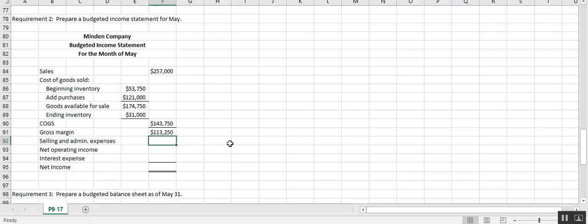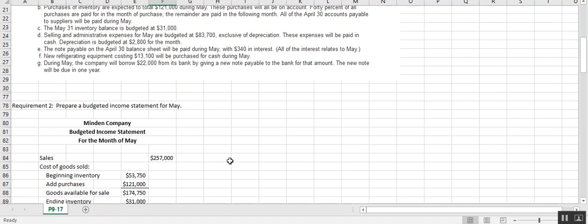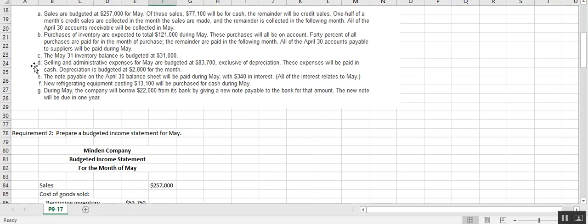So our gross margin would be our sales, less our cost of goods sold. This is $113,250. Our selling and administrative expenses, I believe those were given up here. We just looked at those a minute ago. So item D. And this one we're going to actually use the cash expenses of $83,700 plus the depreciation of $2,800. And that's because we're working with an income statement.